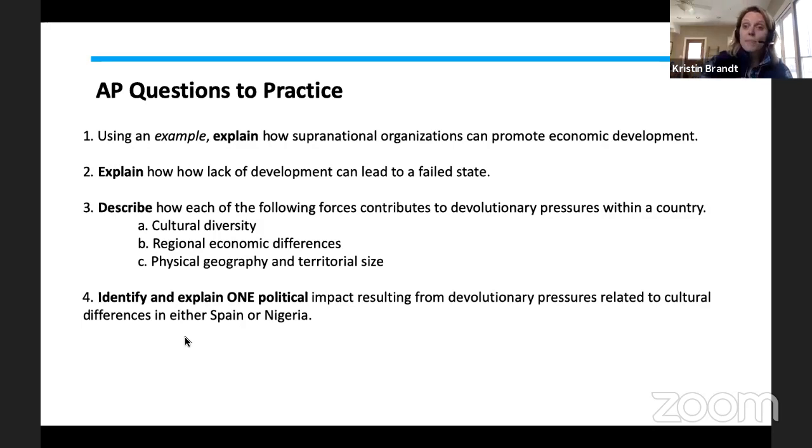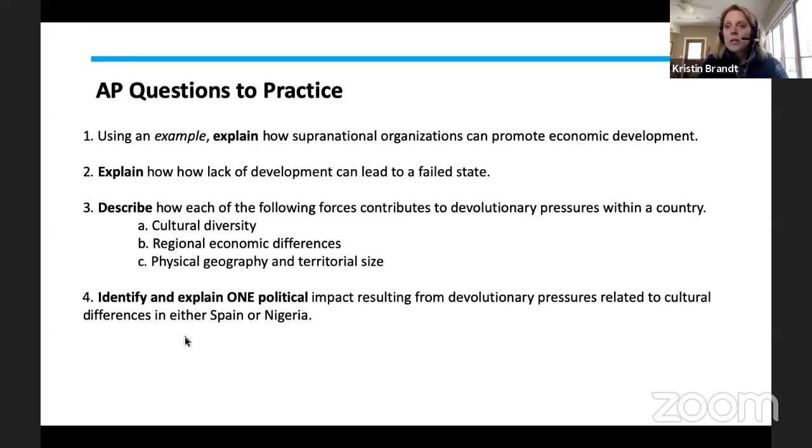And so one area benefiting more than another area, or the physical geography and territorial size. When we're talking about that, we could be talking just about smaller regions versus bigger regions. Think about even within our own country, the size of Alaska compared to the rest of the United States.